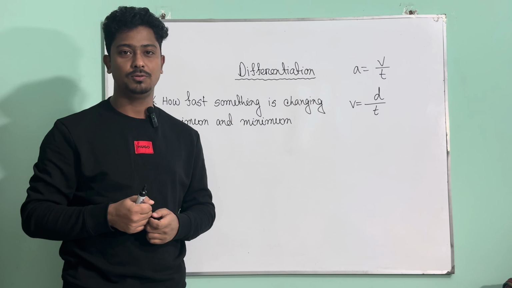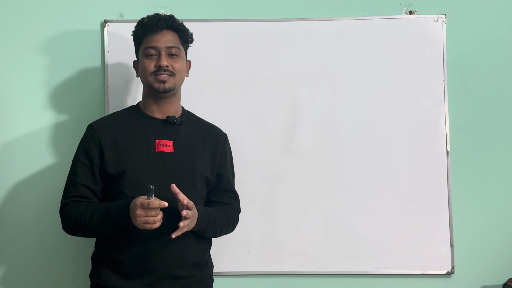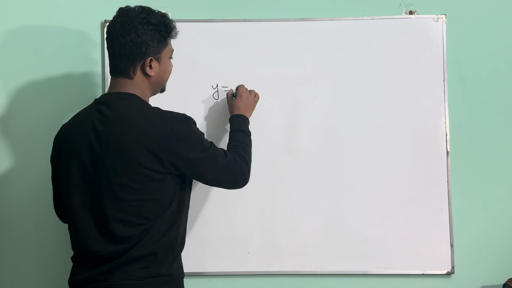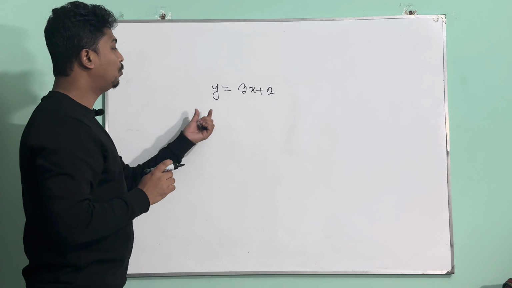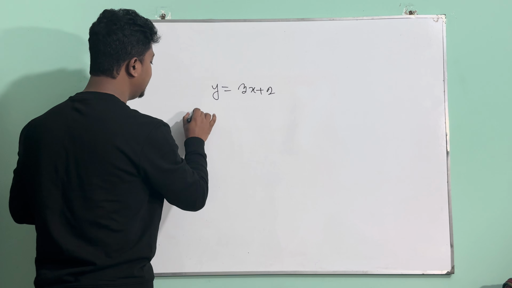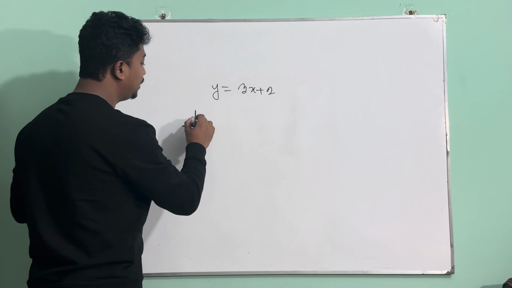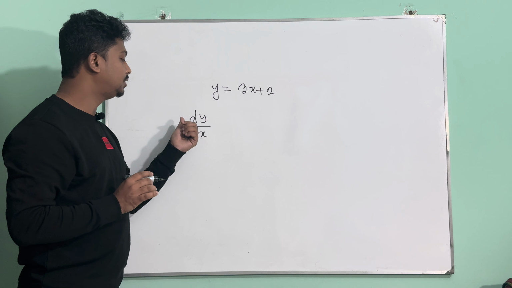Let's start with the power rule. Before going to the power rule, let's see how we can symbolize differentiation. Let's say we have a function y equals something. Let's say that's 3x plus 2, right? Now, we want to see how y changes with respect to x. Now, we symbolize it as d divided by dx. So this is a function, and we are trying to differentiate y. That means the change of y with respect to x.